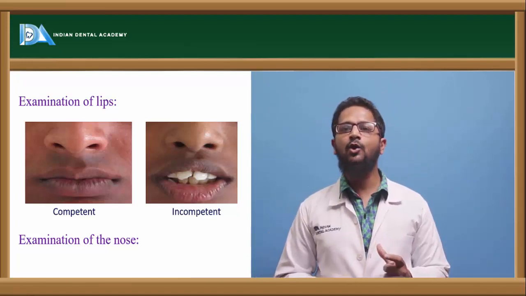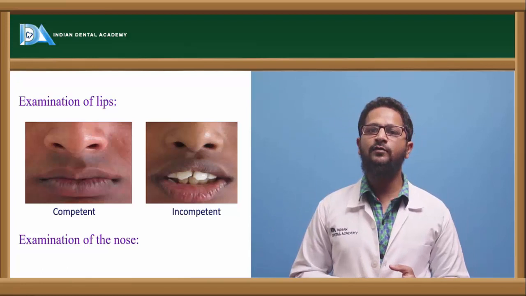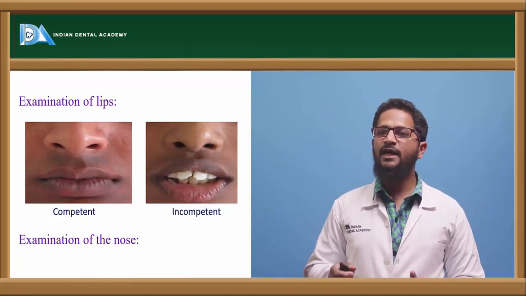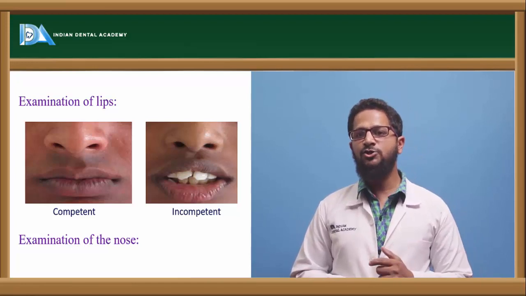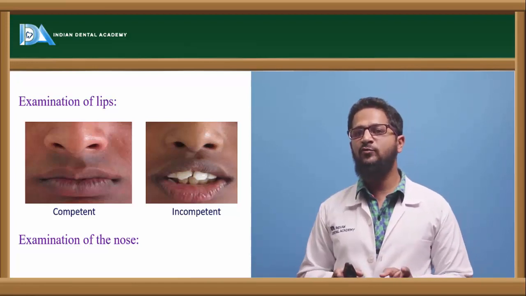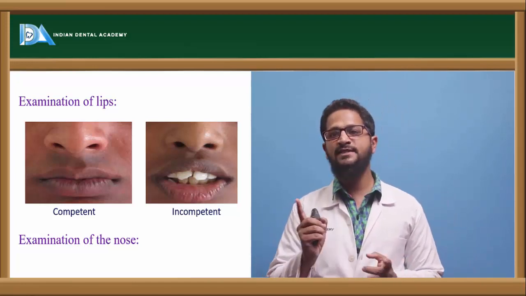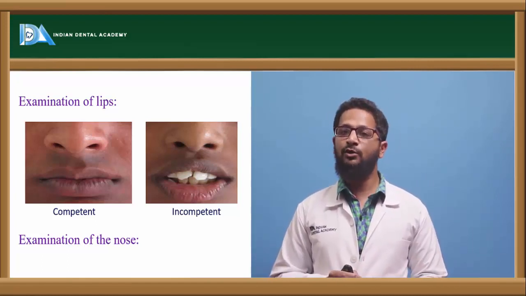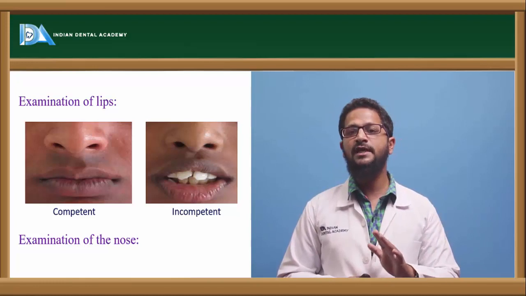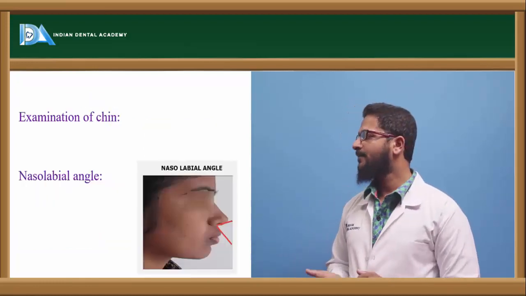Next is the nasal contour. It can be straight, convex or concave contour. Depending upon the nasal deformity, this usually varies. The last is nostrils. The size of the nostrils has to be evaluated. Both the nostrils should be symmetrical. And if there is any stenosis, usually the patient has a mouth breathing habit. So the nostrils have to be evaluated in detail.